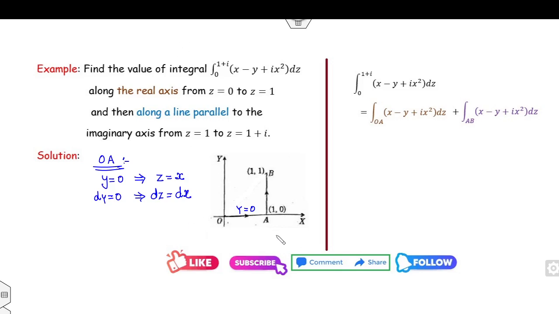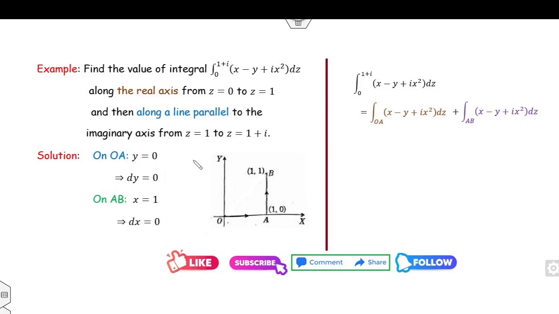On the curve AB, can you write the equation of AB? This is x is equal to 1. If x is equal to 1, what is the value of z? It is 1 plus iota y. Can you find the value of dz? 1 will be 0, iota into dy. Or because x is equal to 1, dx will be 0. I can substitute here x. On the equation of OA, y is equal to 0. So this value will be 0 plus iota x square.